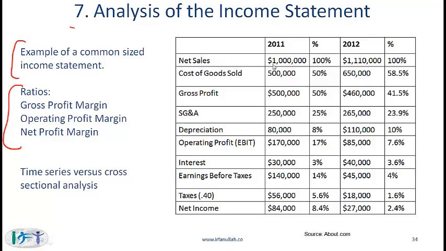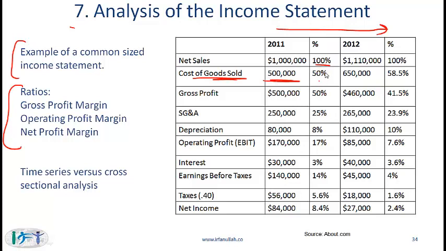In 2011, the company had net sales of 1 million. So 1 million as a percentage of 1 million is 100%. Cost of goods sold is 500,000. This is 50% of the net sales, and so on. The advantage of doing a common sized income statement is that you can look at every item and see that item as a percentage of sales. Then if you do a time series analysis of the company, look at how numbers are changing over time.